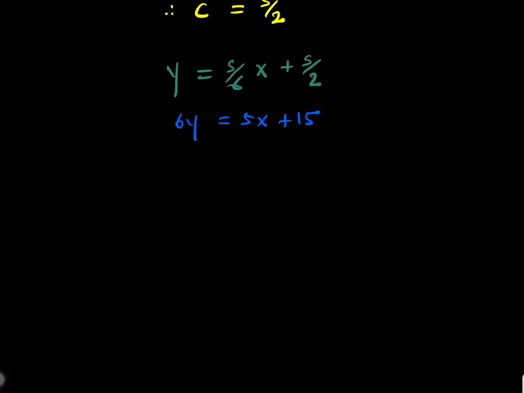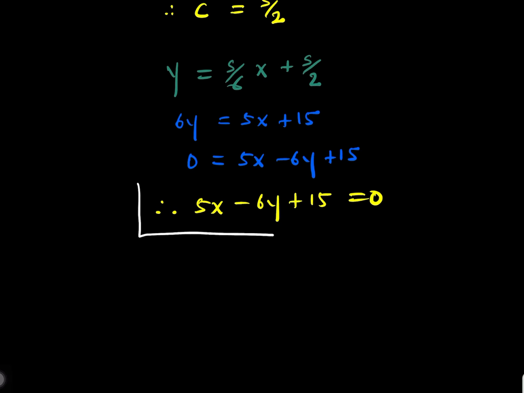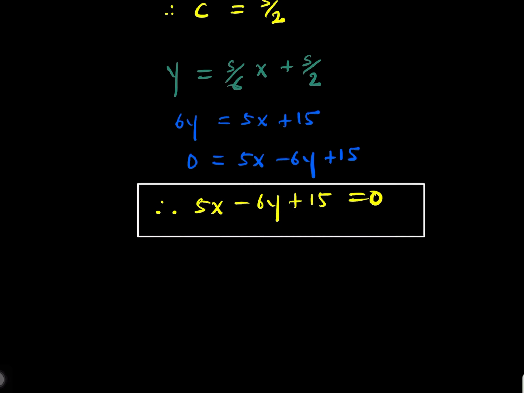All right. So now everything must be equal to 0. That means this portion must go that side. And if you do that, you're going to get 0 is equal to 5x minus 6y plus 15. So therefore, the equation of the line in terms of ax plus by plus c is 5x minus 6y plus 15 is equal to 0. So that should be the answer of that particular equation.